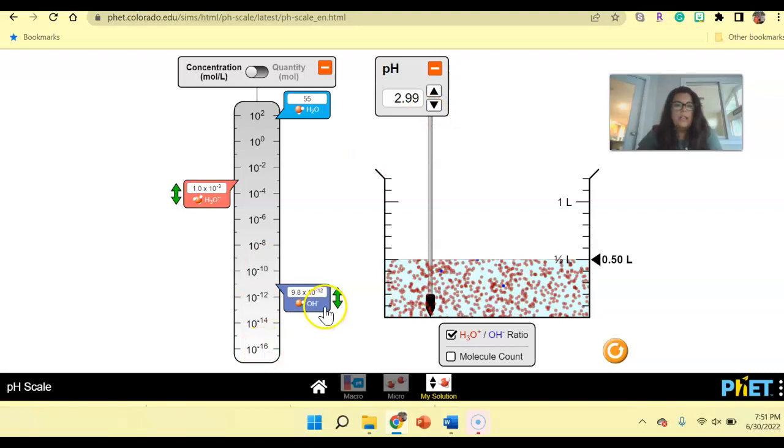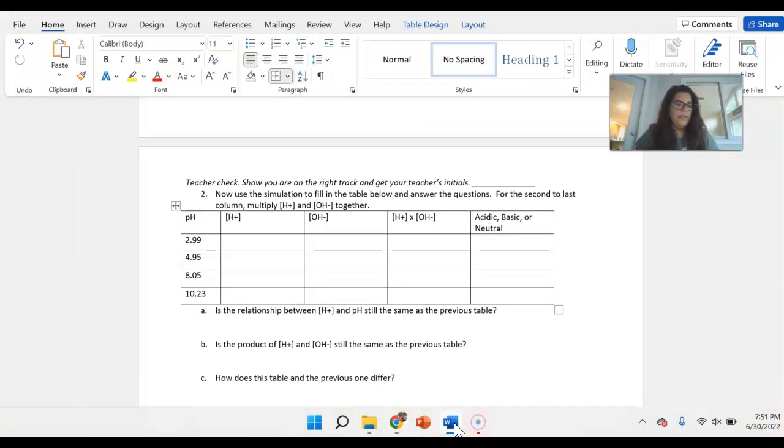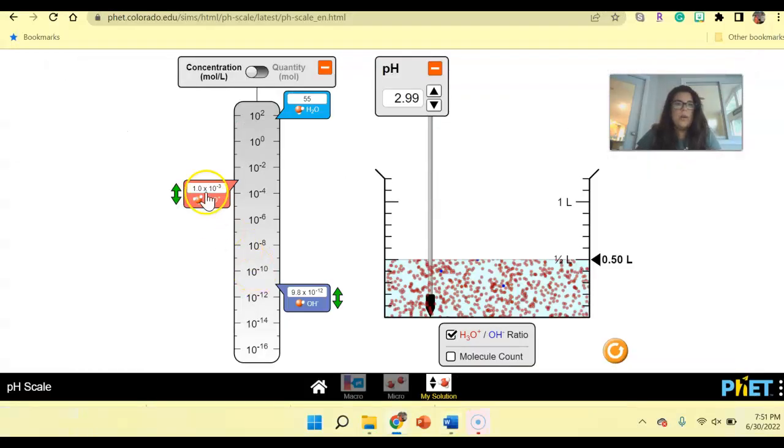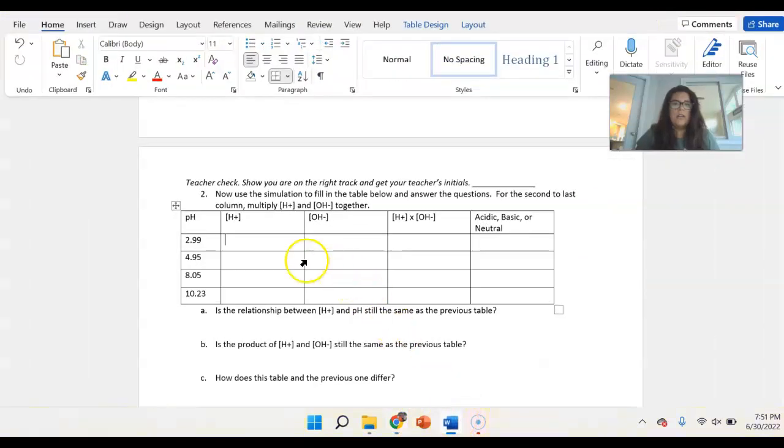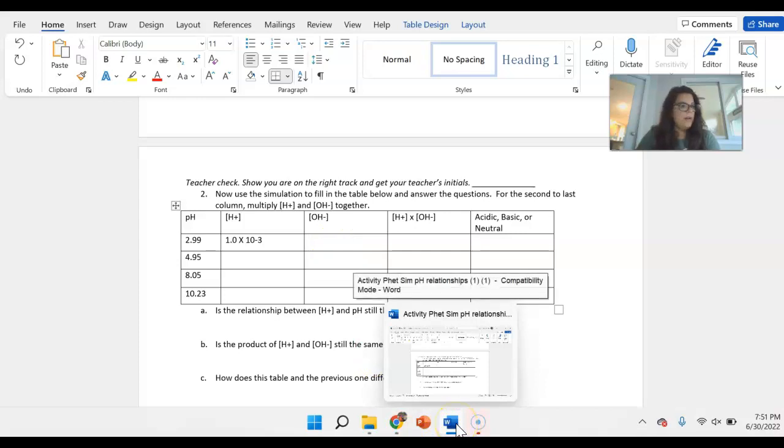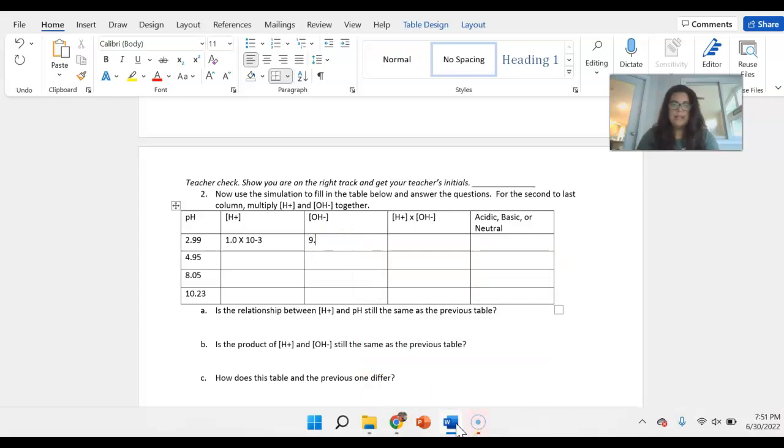Okay, so again, you're going to write in your values here. So there were, let's see, 1.0 times 10 to the negative third. Let's just put that in there, 1.0 times 10 to the negative third. That's the concentration of H pluses. And then there was 9.8 times 10 to the negative 12 hydroxide ions.